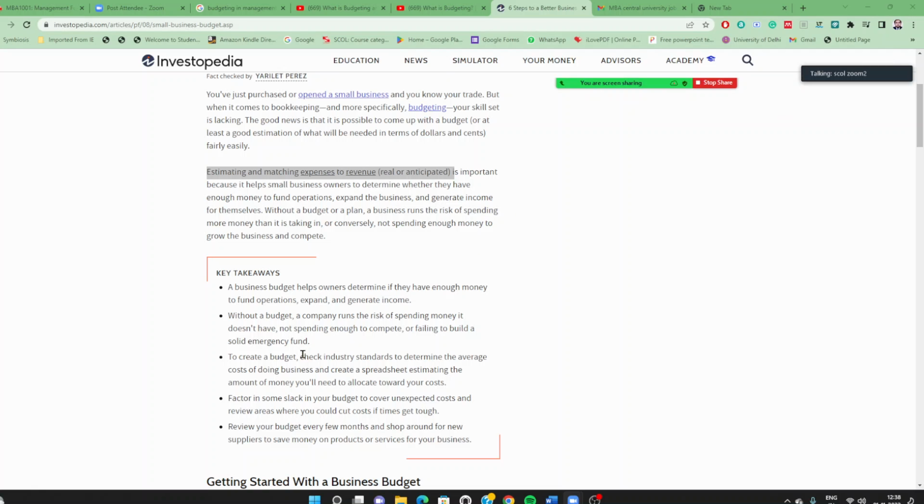Check the industry standards. So this is something different, but standards is what? Your set goals or your set objectives. You can take it as objective also, right?